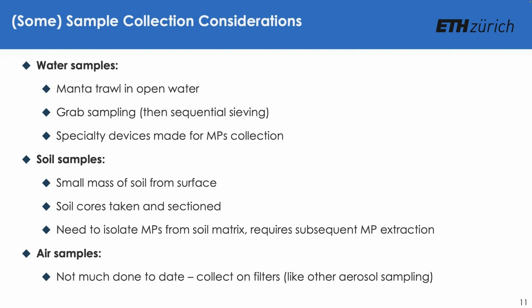When we look at soil samples, oftentimes this is a small mass of soil, either from the surface or through depth. This could also be if soil cores are taken and sectioned to look at how microplastics are moving throughout the soil profile. But what's especially challenging with soil samples is, of course, there's already a lot of particles in soil, and we need to isolate the microplastics from this soil matrix. So we have to have an extraction of the microplastics to be able to actually measure them.